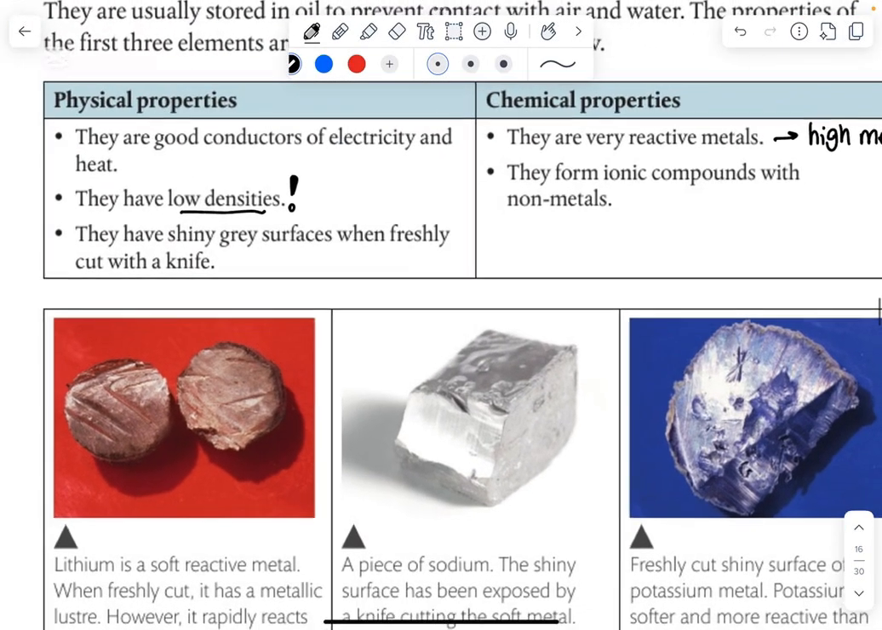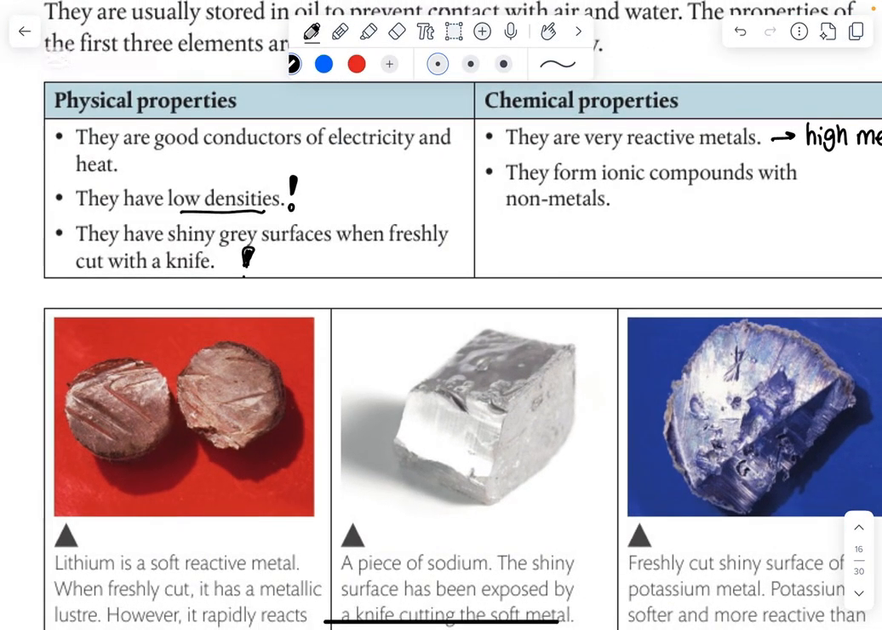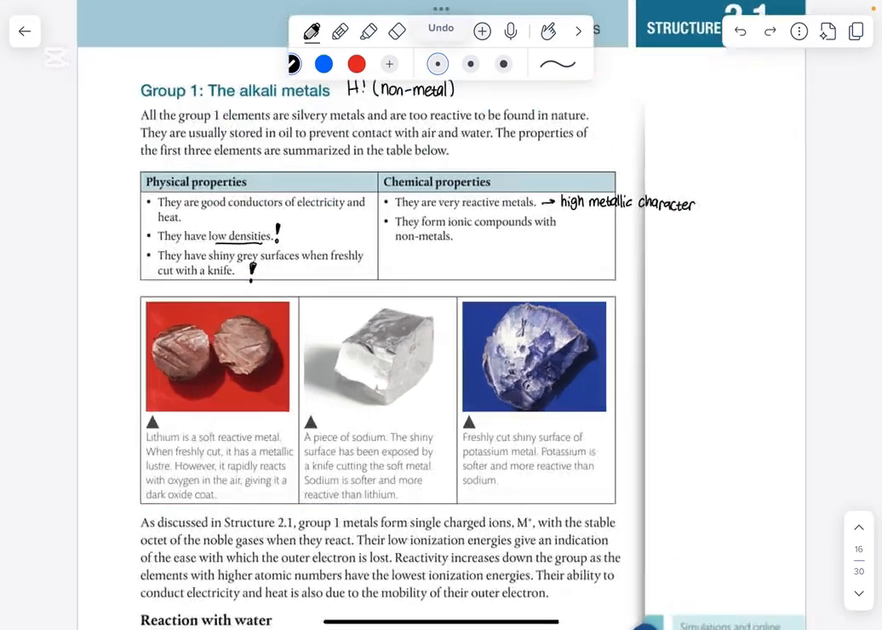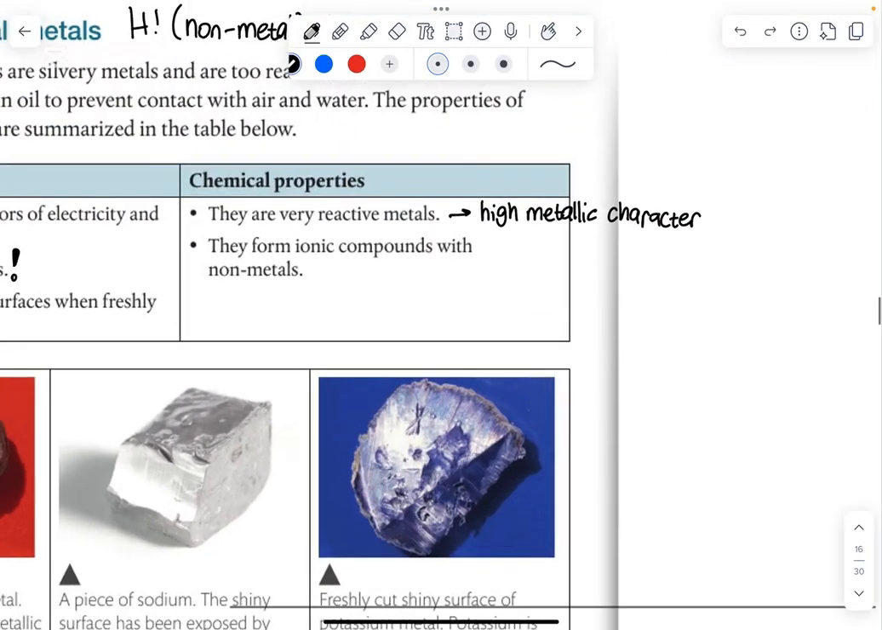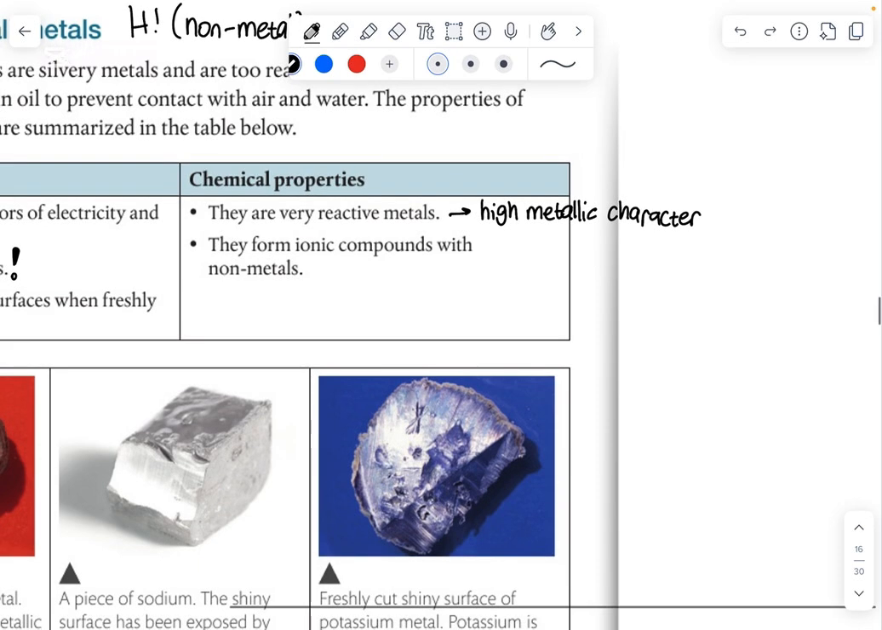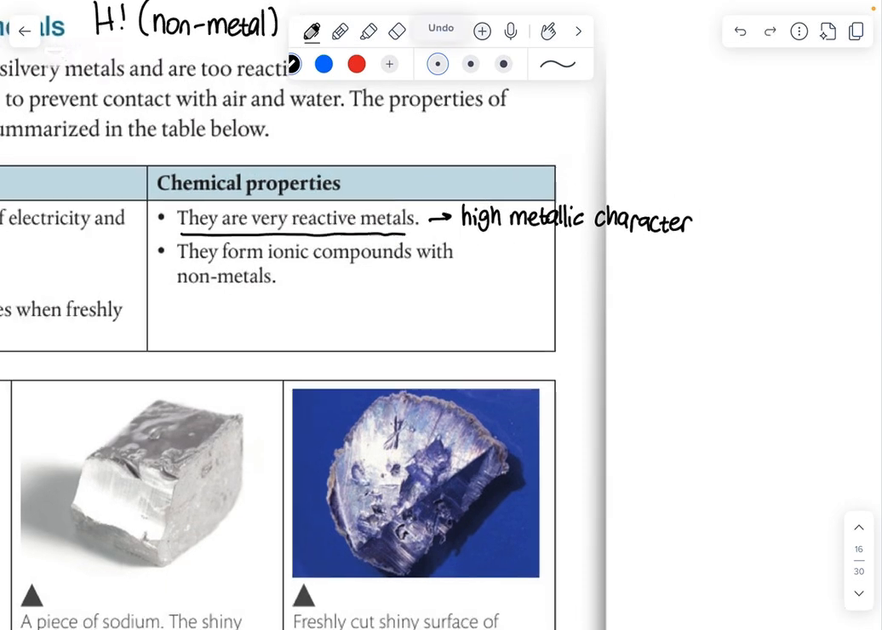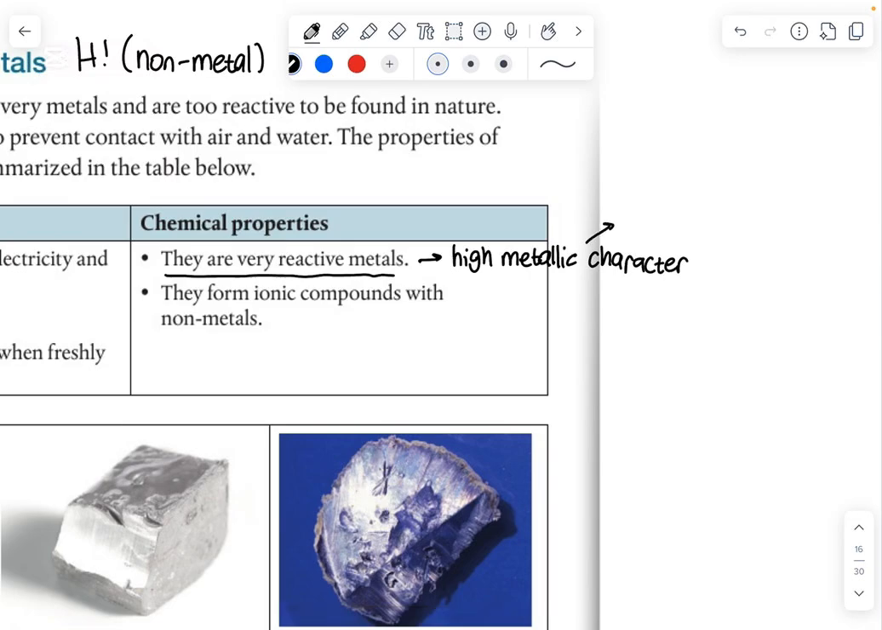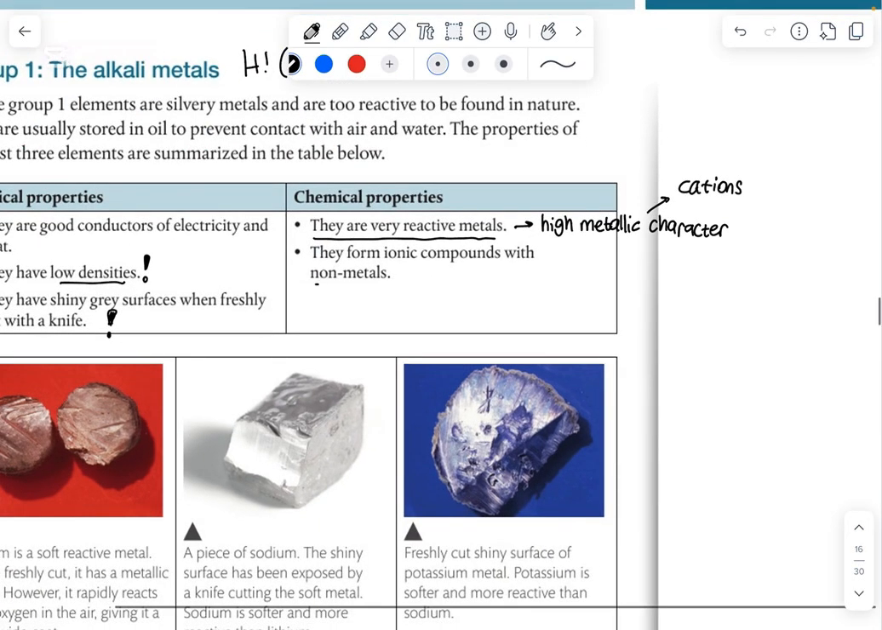They have low densities, which is unique. They have shiny gray surfaces when freshly cut with a knife. This is also pretty unique because you can freshly cut them with a knife, which sounds very interesting, but it's true. The chemical properties are that they're very reactive metals. This means they have high metallic character. What is metallic character? It's the tendency to give away their valence electrons to form cations. They form ionic compounds with nonmetals.